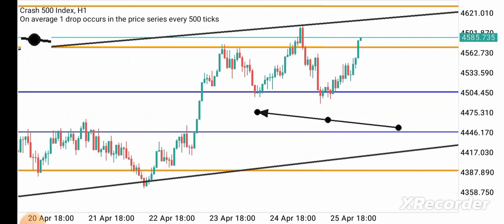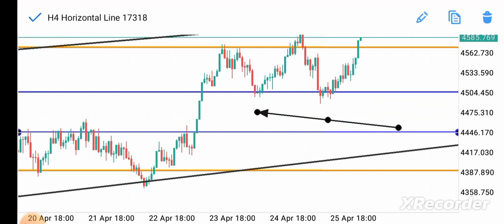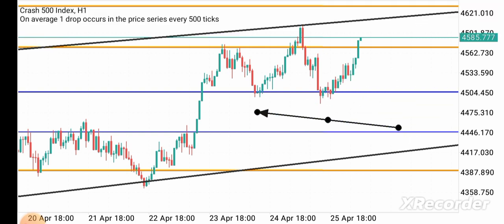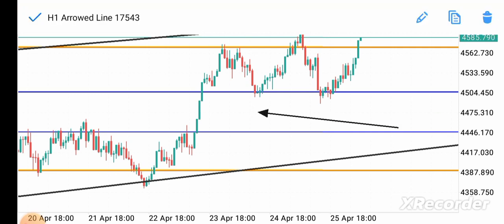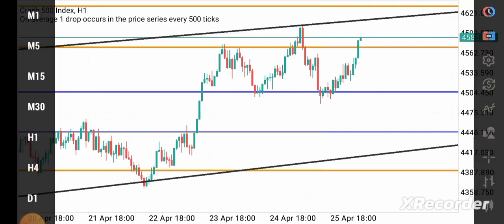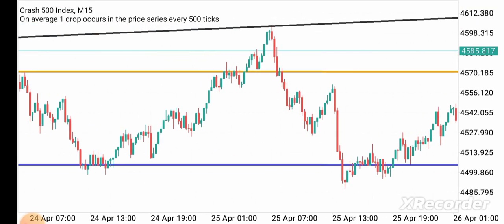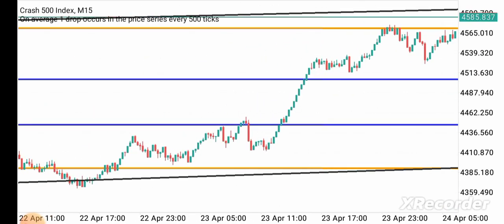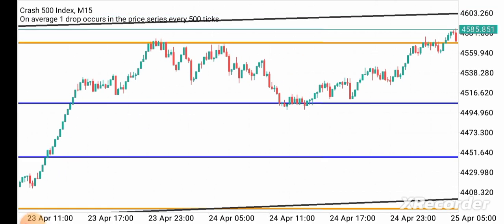All right, so let's go down to the 15 minutes time frame so that I can really explain what I'm talking about there. All right, the 15 minutes time frame. On getting to the 15 minutes time frame, this is the point we were talking about on the 1 hourly time frame.